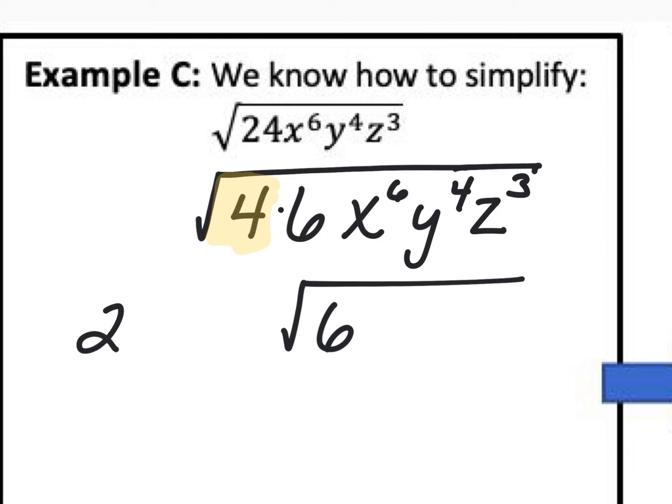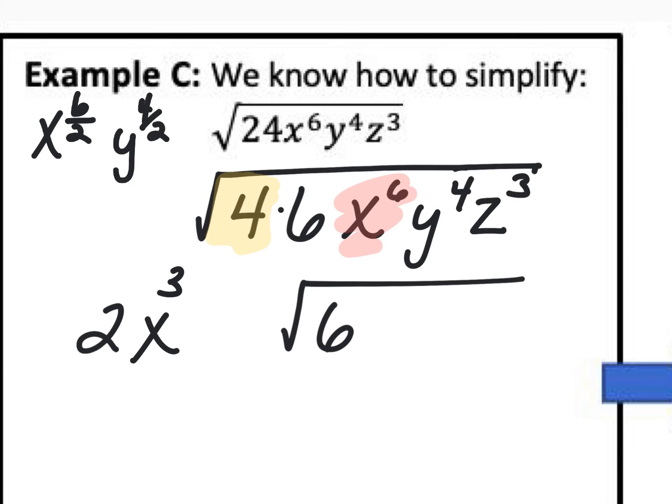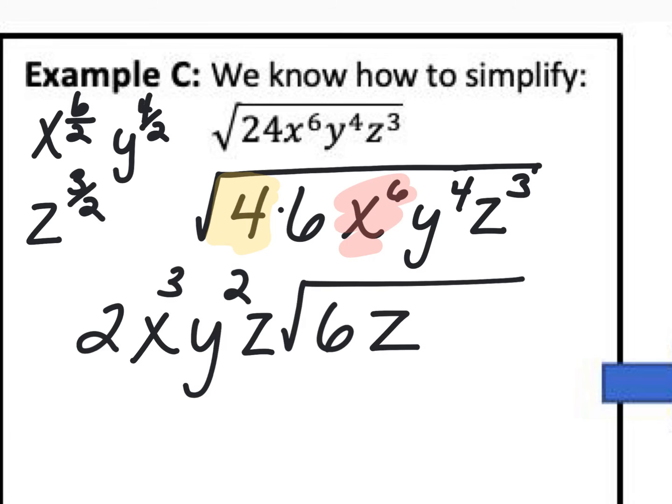Now let's look at x to the 6th power. I think of this as, if this were in rational exponent form, exponent over index. The index is 2, so we're really doing x to the 6 divided by 2. That's x to the 3rd on the outside. Then y to the 4th, well, the square root of y to the 4th would be y to the 4 halves, or y squared. And z to the 3 halves, so how many times does 2 go into 3? It goes in 1 time, so z to the 1st stays out, and the remainder, what's left over, stays inside. So there's my final answer.